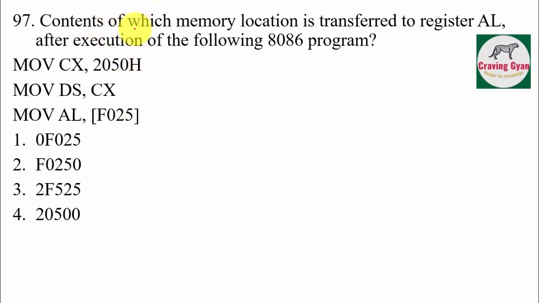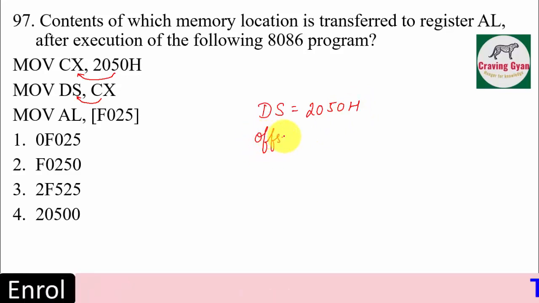Moving on to the 97th question: the contents of which memory location is transferred to register AL after executing the following 8086 program? The first instruction is MOV CX, 2050H, nothing but the 2050 address is copied to the CX register and it is transferred to the data segment. Now they are telling us to move AL, the contents of F025. What is the address you have to take? They are asking.